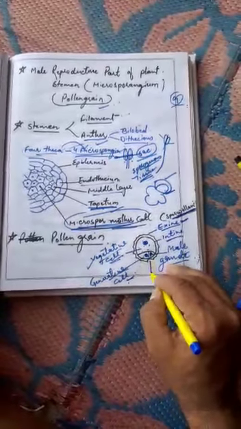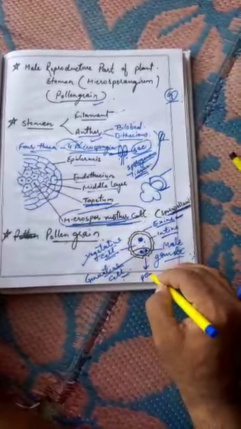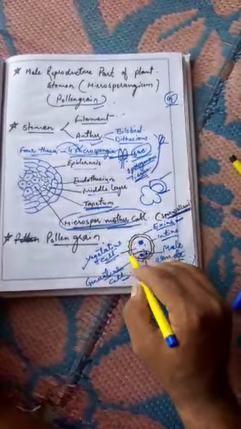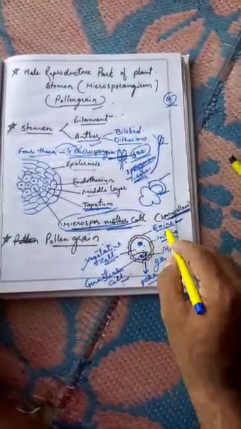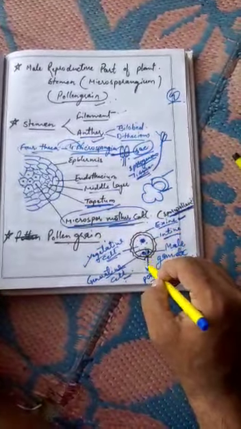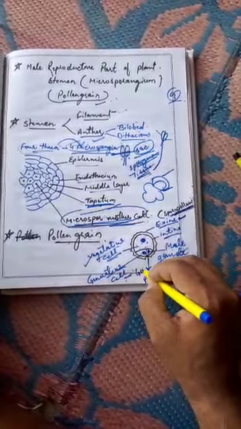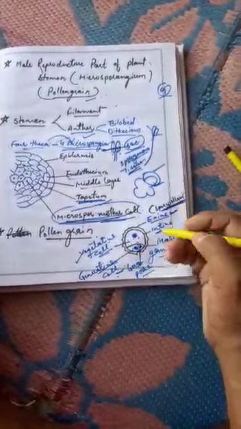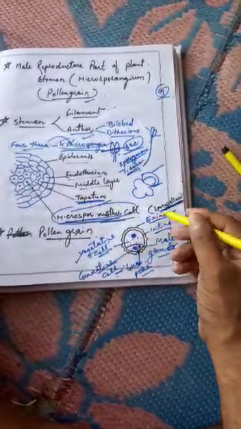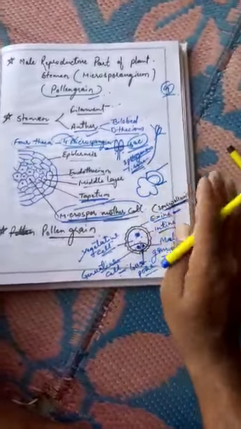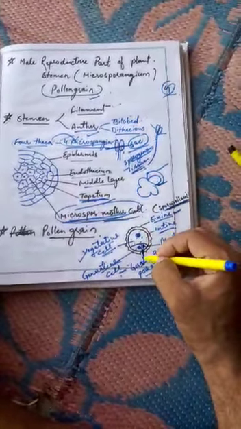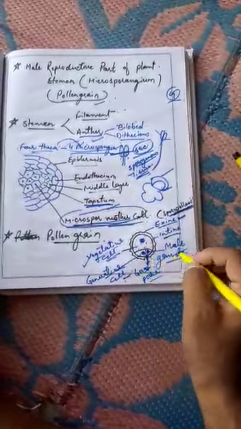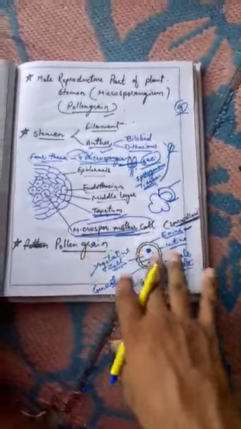There is one pore also found, the germ pore. All around the pollen grain the exine is found, but at this particular place, from where germination of the pollen tube takes place, that means where this male gamete comes out, at that particular part sporopollenin in the exine is not found. So this part can be broken and one tube-like structure comes out which is known as the germ tube or pollen tube.